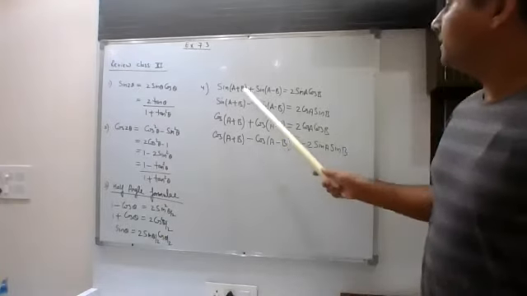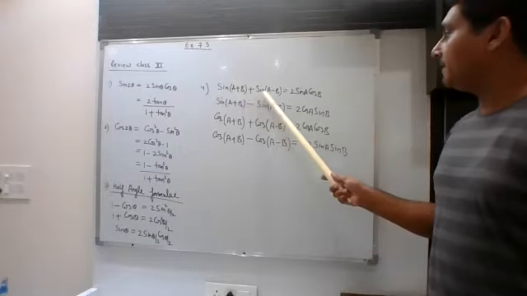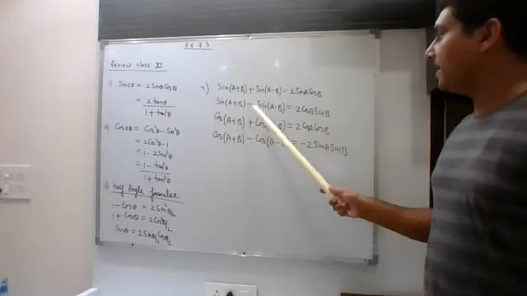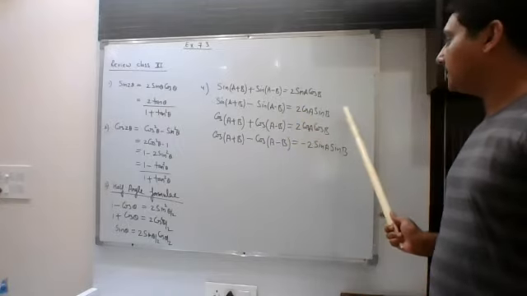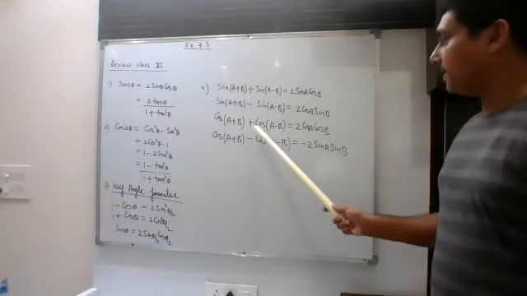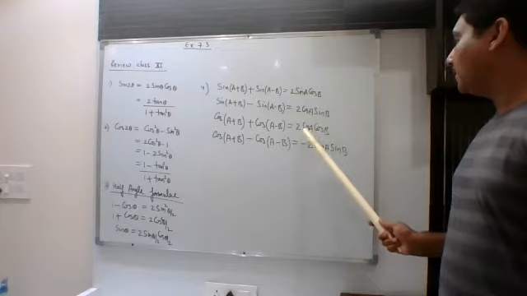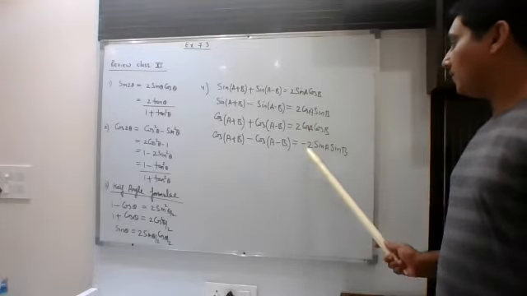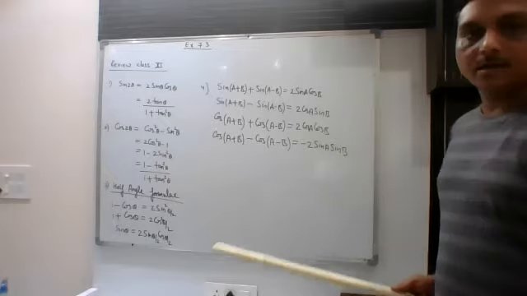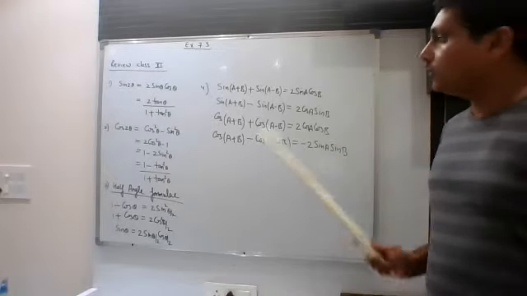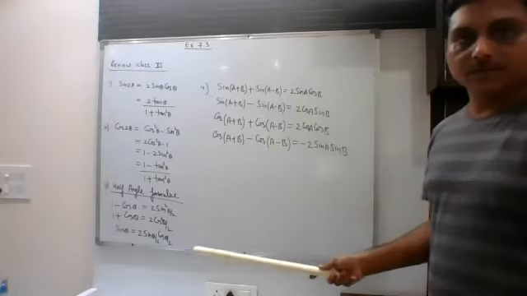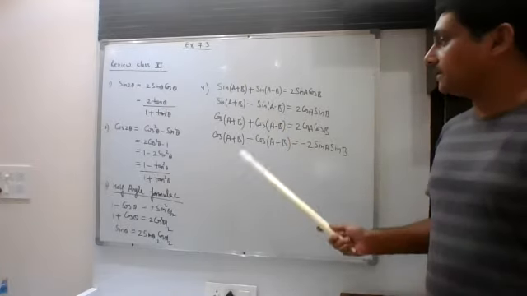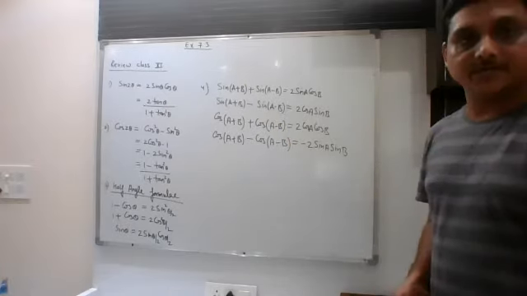After this, sin(a+b) plus sin(a−b) will be 2 sin a cos b. Sin(a+b) minus sin(a−b) will be 2 cos a sin b. Cos(a+b) plus cos(a−b) can be written as 2 cos a cos b. Cos(a+b) minus cos(a−b) will be equal to minus 2 sin a sin b, right? These are the formulas which we will require in the 7.3 exercise. So let us start with the 7.3 exercise.